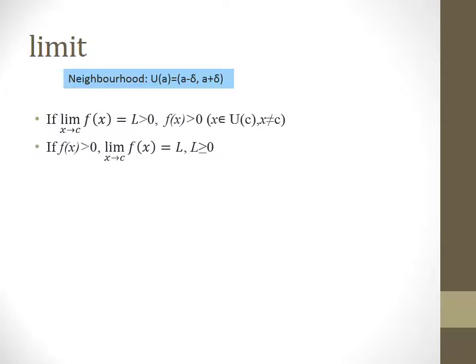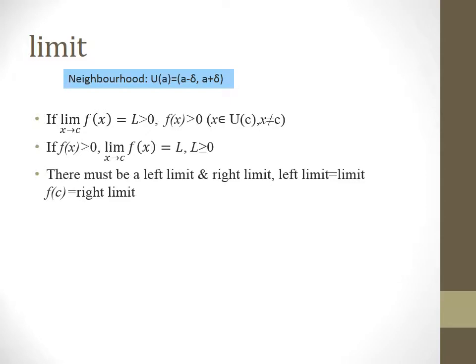And the third one, the sufficient and necessary condition for the limit at c to exist is that there must be a left limit and a right limit of f(x) at the point c, and they must be the same. In this case, these three are the same.